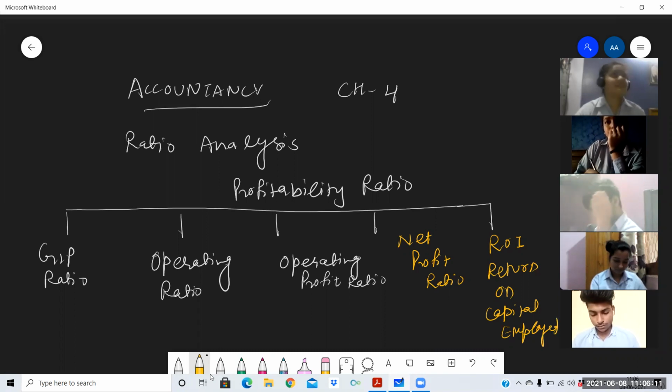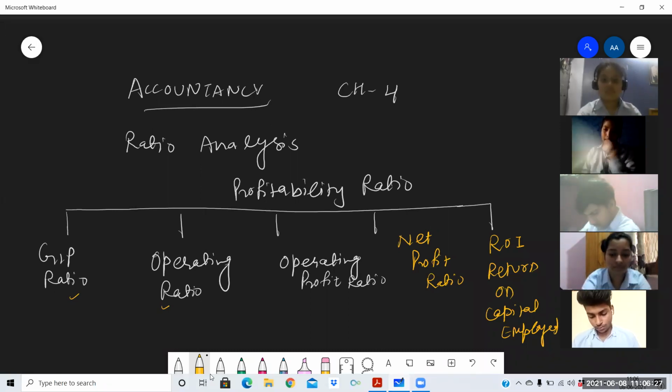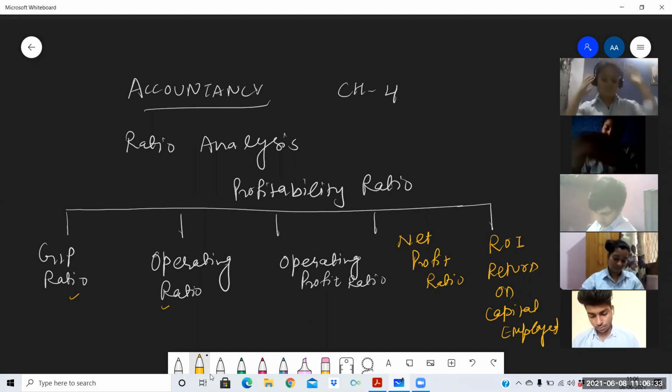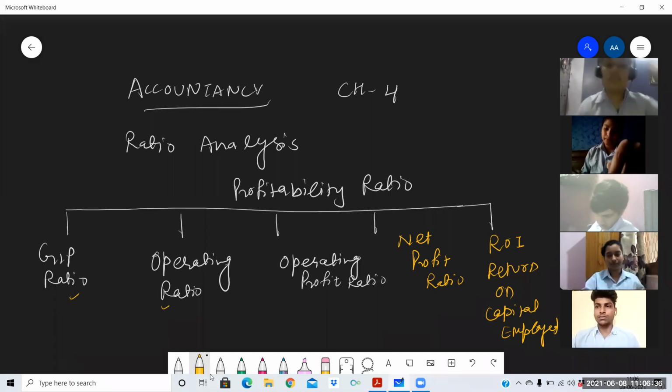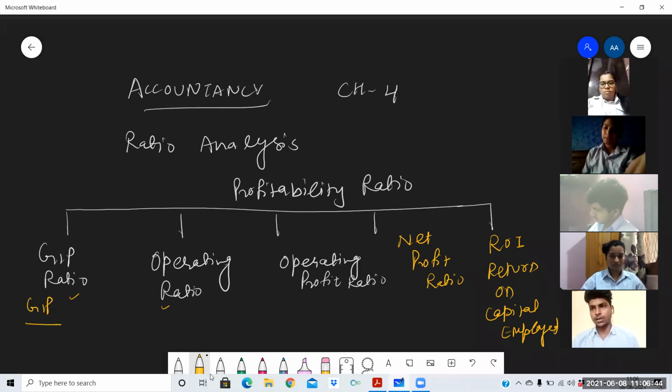Out of these 5 ratios, we have already done these 2 ratios. Gross profit ratio, could you please tell me the formula? You can write in the chat box. Astha, I have unmuted you. Please tell me the formula for gross profit ratio. Ma'am, gross profit upon revenue from operation into 100. Very good. Gross profit upon RFO, revenue from operations, into 100. Very good, Astha.